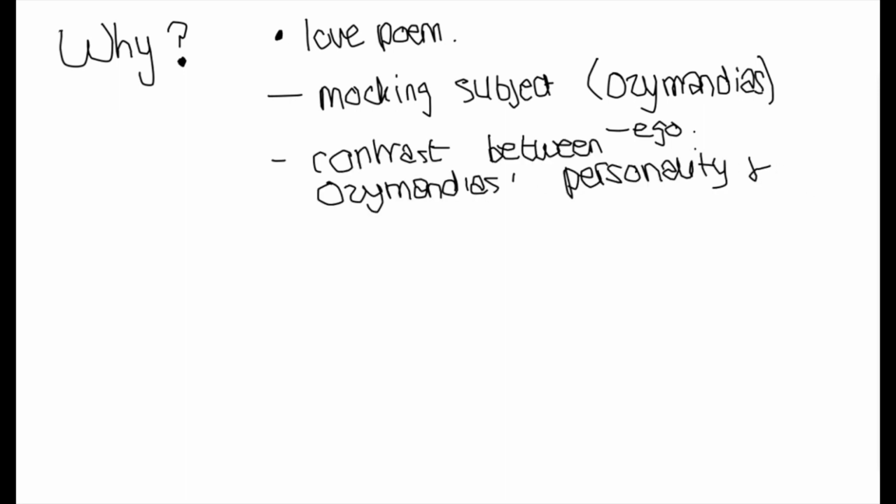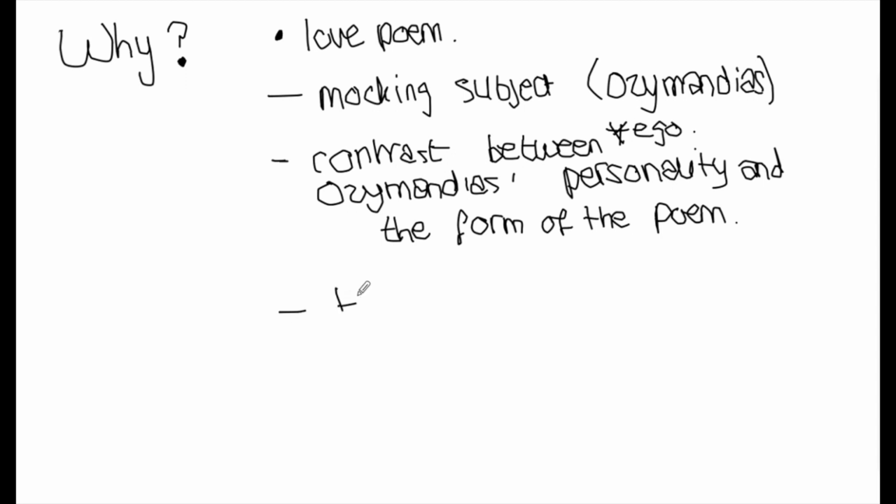and the form. So there's a great contrast between who Ozymandias is, full of ego, full of self-love, and the very idea of a sonnet, which is about two people in love with each other. Ozymandias isn't in love with anyone but himself. He is, as we mentioned before, full of ego, and ego is basically the love of self, having a high idea of oneself. So there we go.